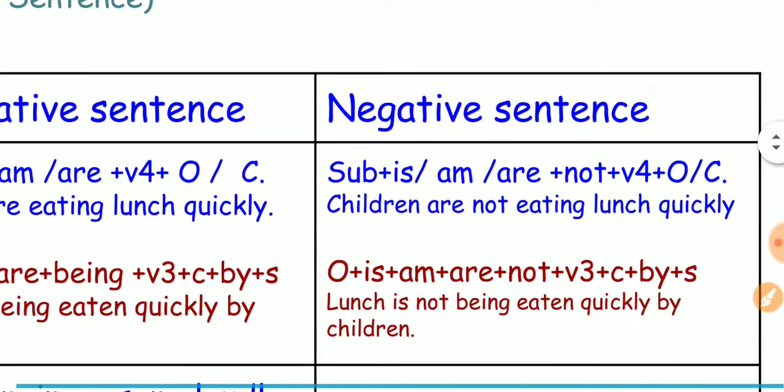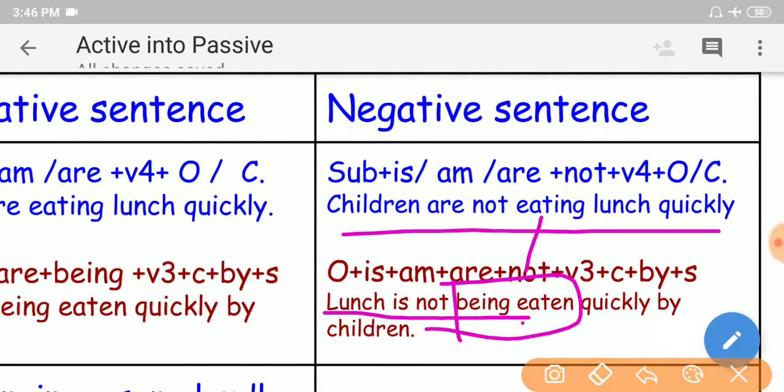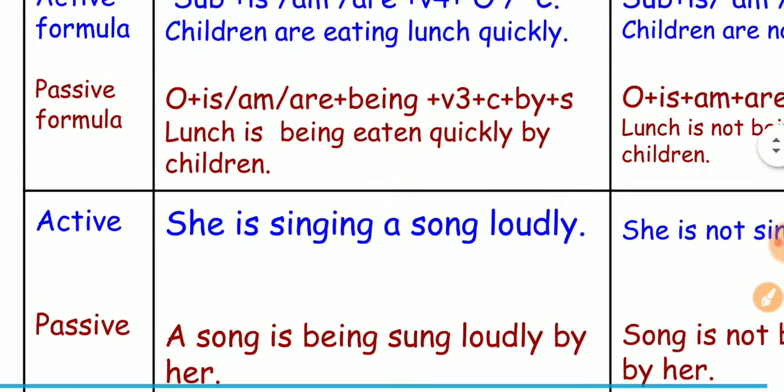So like this, the negative sentence also. Children are not eating lunch quickly. Lunch is not being eaten quickly by children. Instead of eating, it changes into being eaten, my dear friends. So like this.